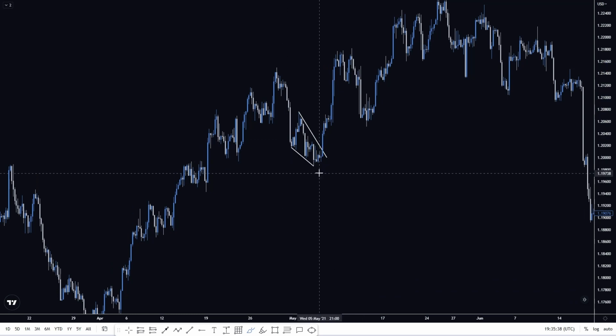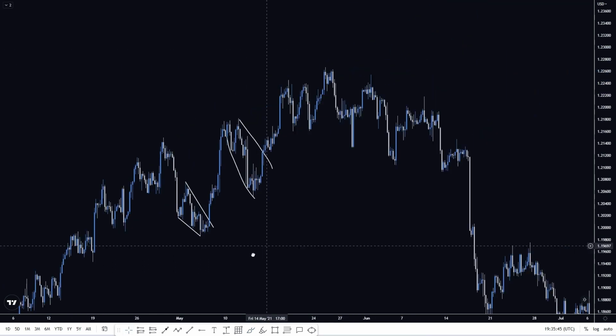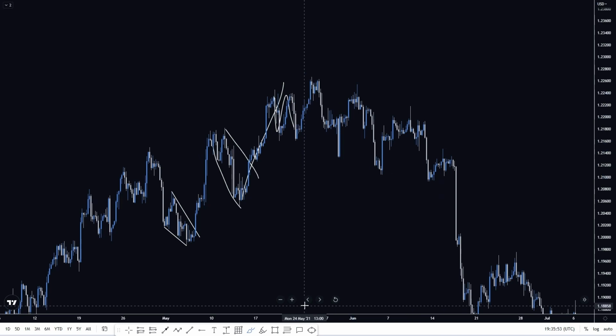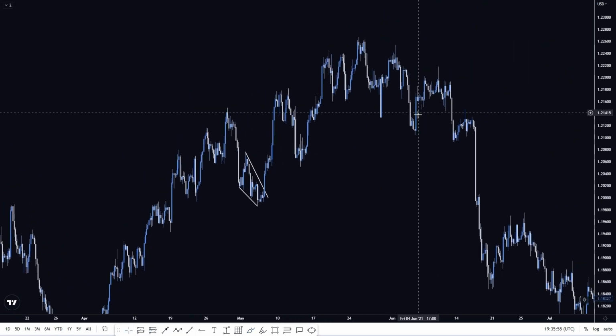Now after this descending channel, we have this push up in here. We then have this nice pullback in here, so that's quite a deep pullback, followed by another impulse, then another correction, another impulse. And eventually we start to reverse. Now again, if I was to ask myself, why did we start to reverse in this area here?